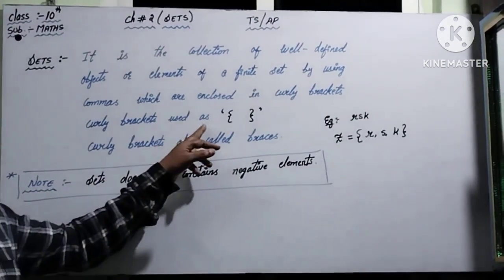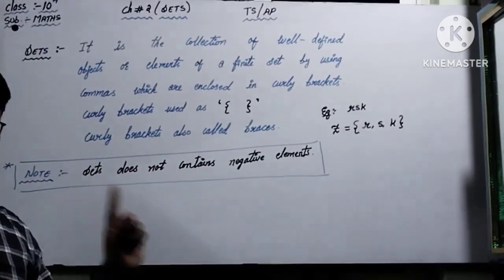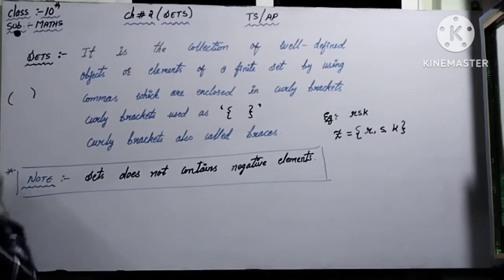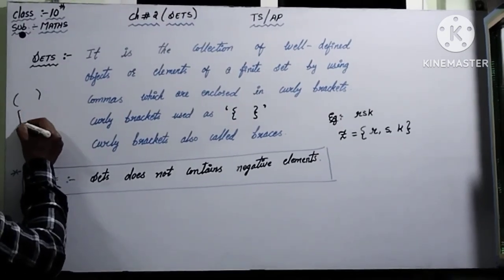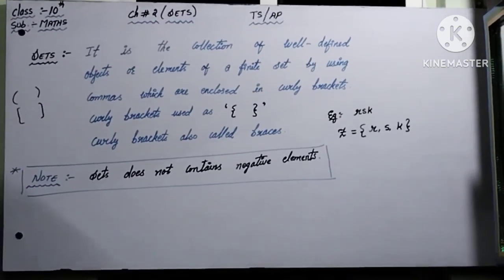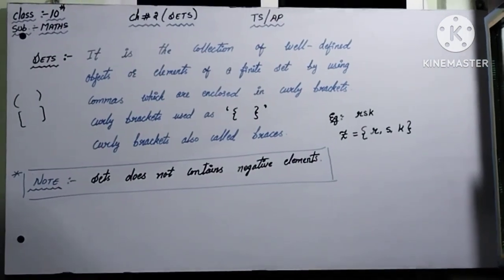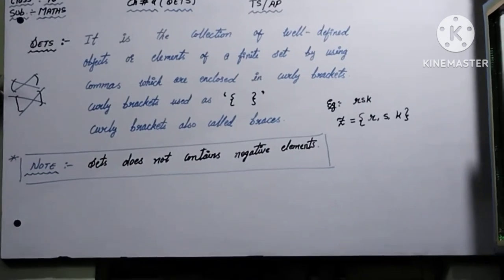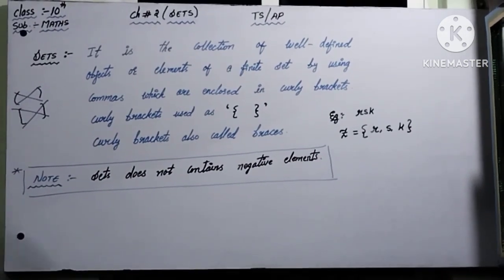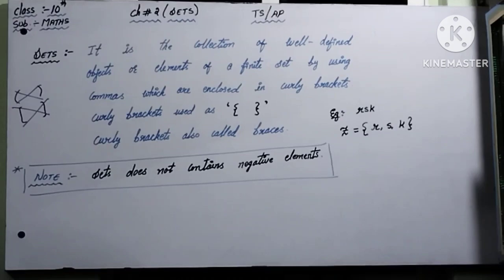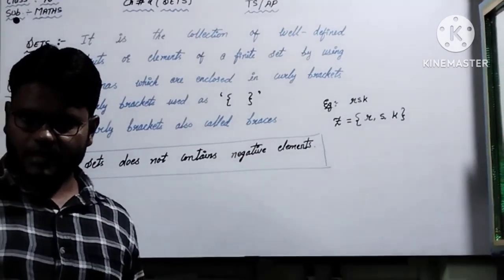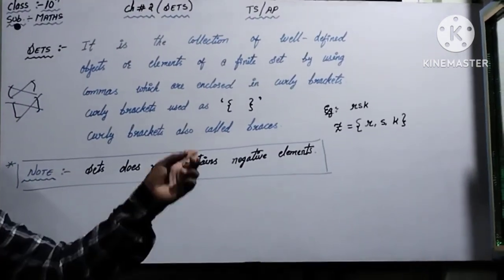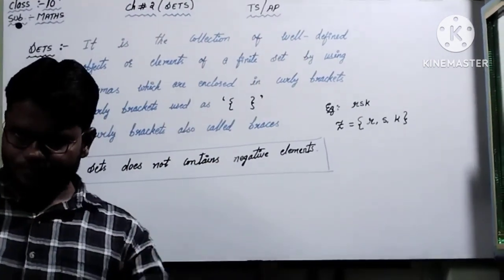You can mention them like this, curly brackets. Don't use curve brackets, and don't use square brackets. Don't use these types of brackets in sets. Only braces, curly brackets, should be used. Inside curly brackets you can use curve brackets inside.